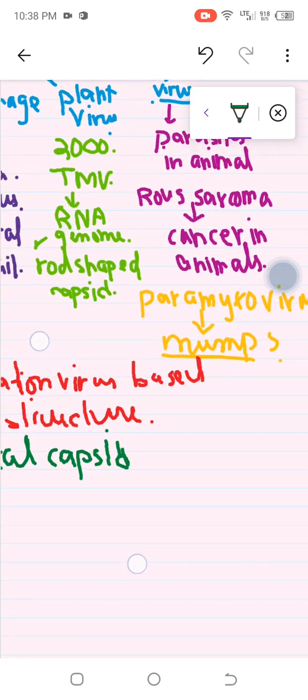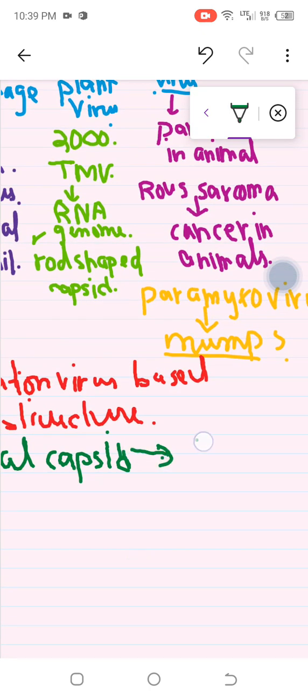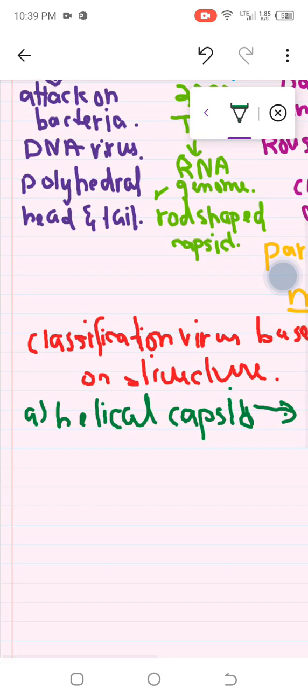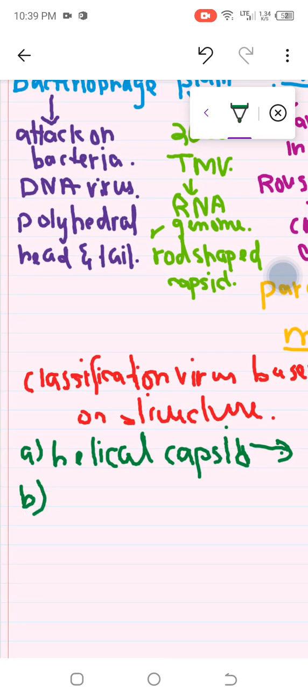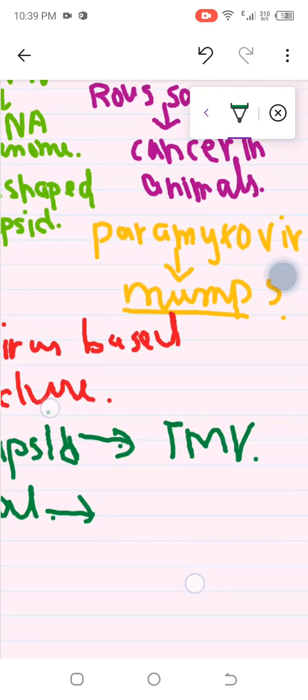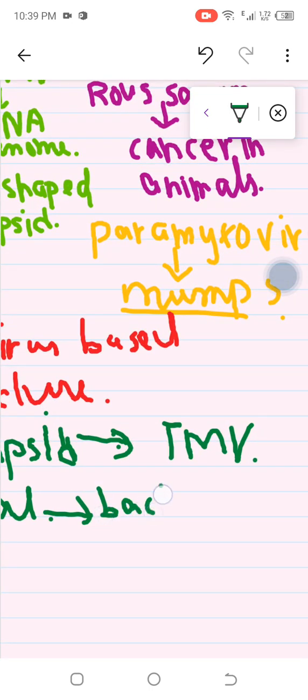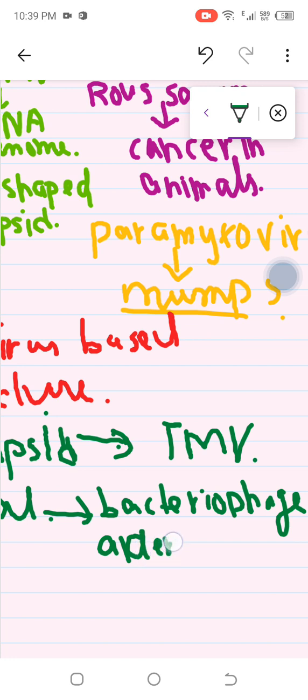So helical capsid is present in TMV. And polyhedral, with head and tail, is in the adenovirus or the bacteriophage. Polyhedral, in which we have head and tail, is in the bacteriophage, as we have discussed, and it is also in the adenovirus, which is known as the common cold virus.